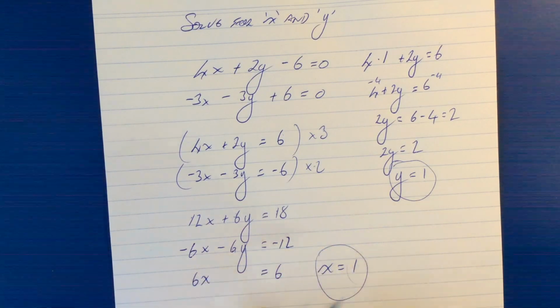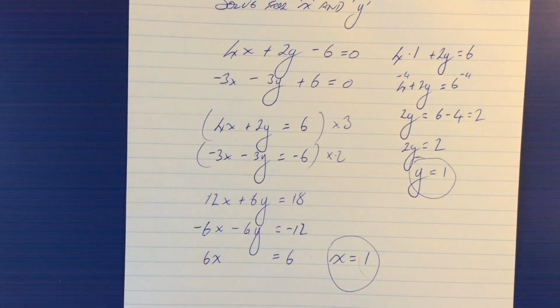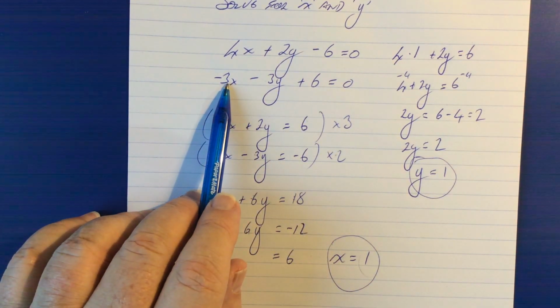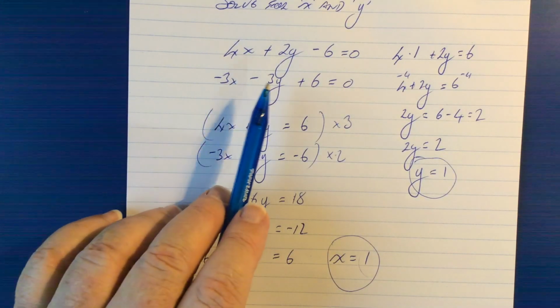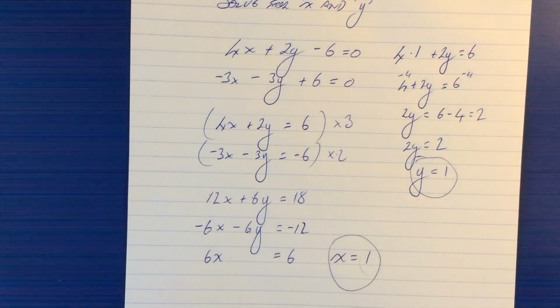One solution, second solution. Okay, so let's try this out. We'll try this out in this equation. Negative 3 times 1 is negative 3. Minus 3 times 1, negative 6, plus 6 equals 0. I'd say that's a tick.